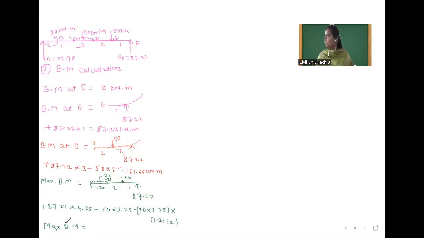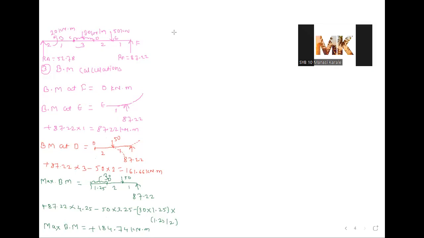Calculate the correct answer. Where is your calculator? Yes, calculate. 184.74. Okay, good, correct answer. 184.74 kilonewton meter. Simultaneously you observe. Already we have calculated 2-3 values, and is this maximum bending value greater than these two values or not? Yes. That means our calculations are correct.